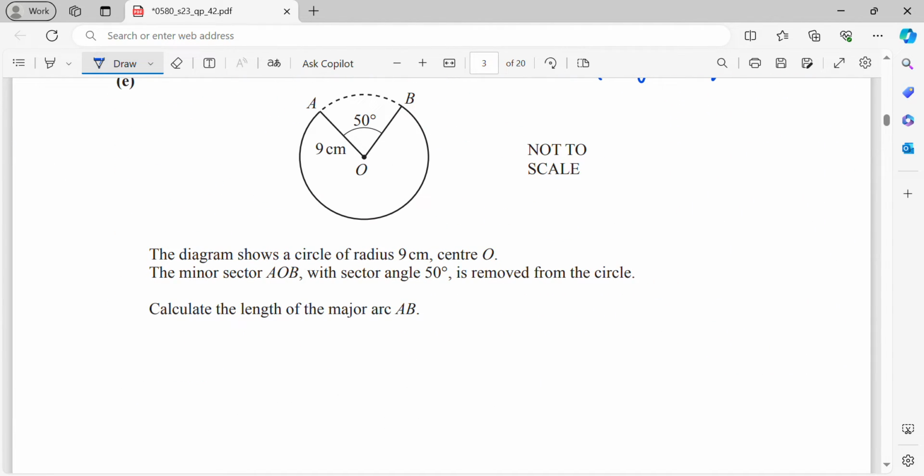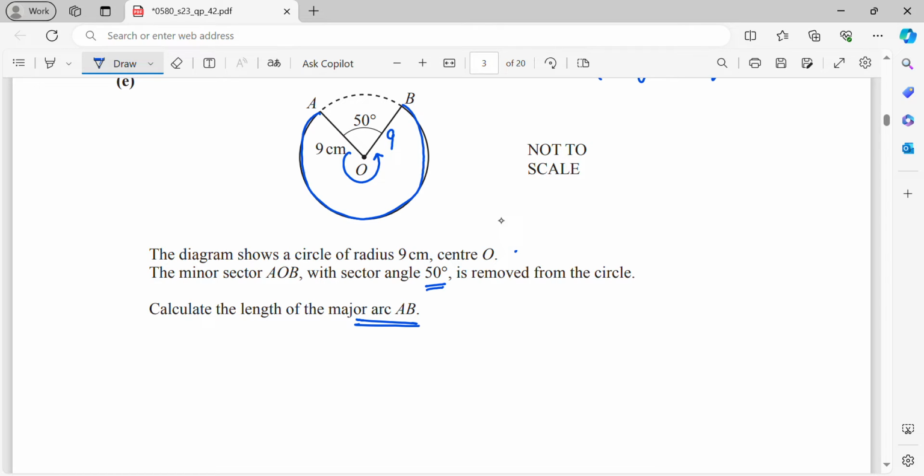Okay, part C. The diagram shows a circle with radius 9. So OA is radius, OB also radius, with center O. The minor sector AOB with sector angle 50 degrees is removed from the circle. Calculate the length of the major arc AB. That means it's here. Alright. So from here we need to know what is this angle.